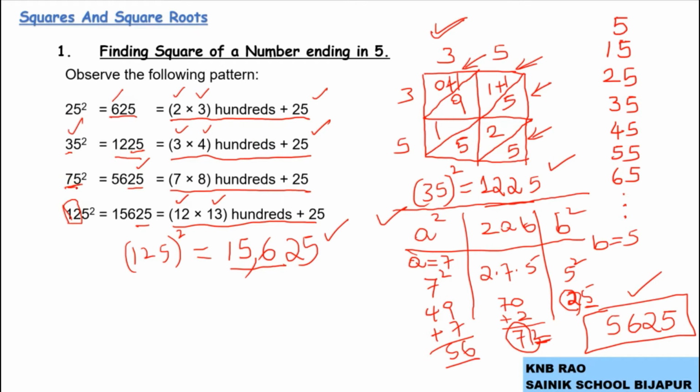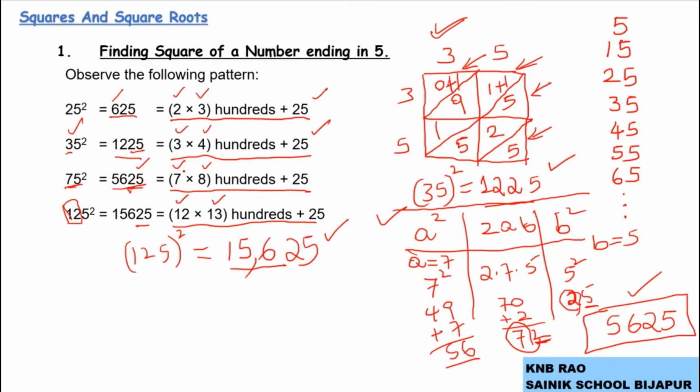75 square will end with 2, 5 first, and apart from this 5 we have got 7, 7's successor is 8, product of 7 and 8 is 56, so the 75 square is 5625.